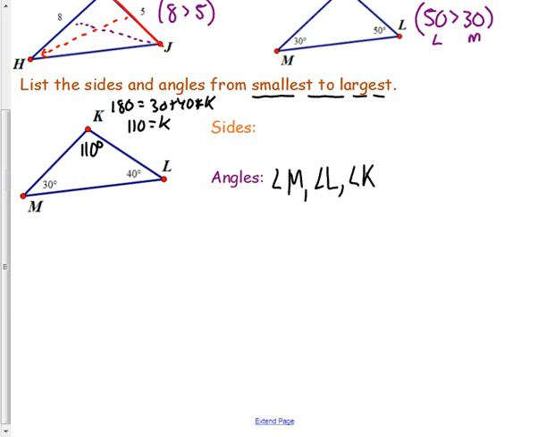Alright, now by sides. What side is opposite of M? Well, that is KL. And again, I'm using all 3 points. So without even looking at the triangle, I can say if it's triangle KML, I have angle L. That must be side KM. And then if I have angle K, I'm talking about segment LM.